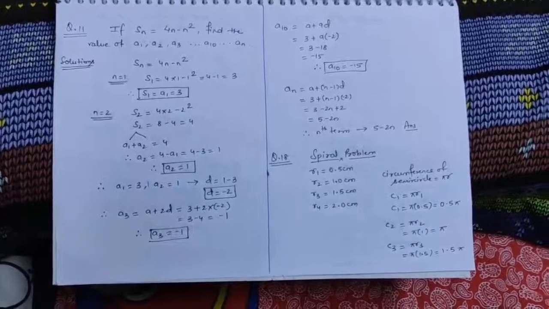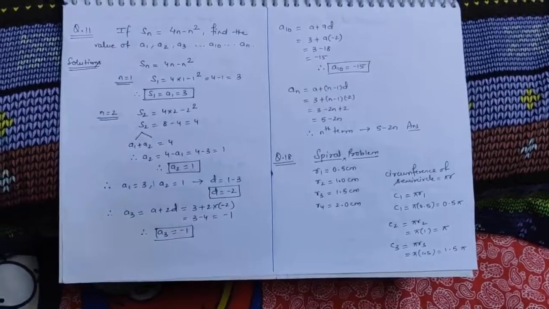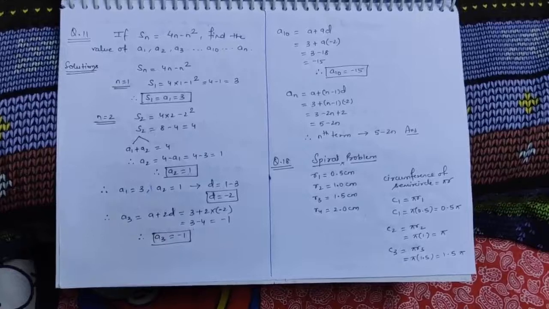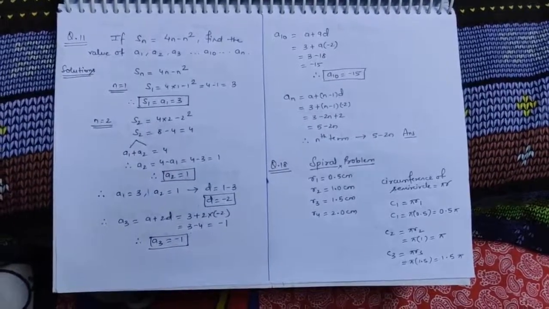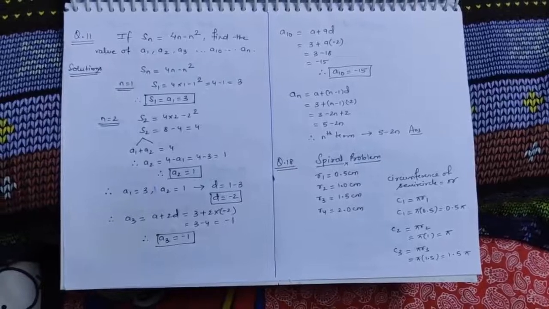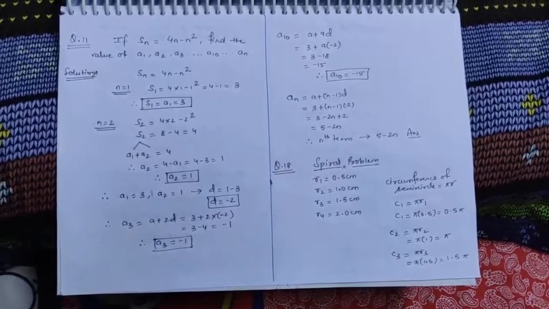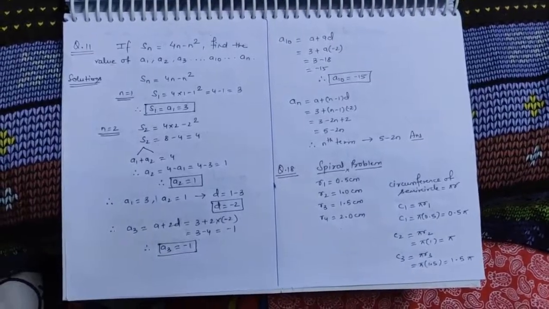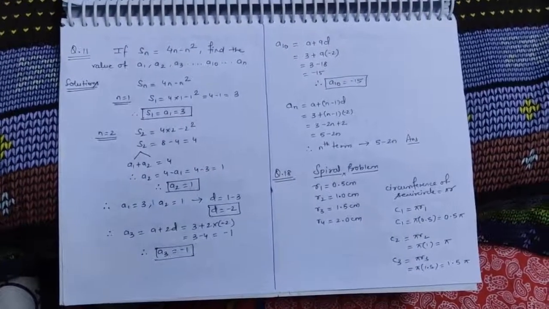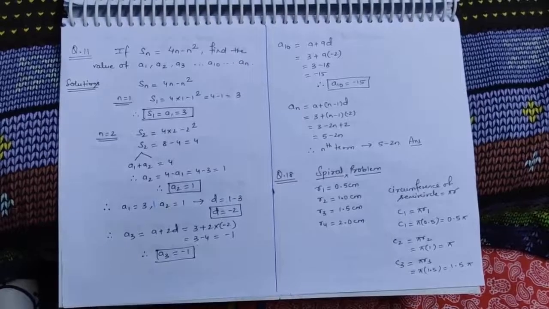We can calculate the value of the third term using the formula a plus 2d, which gives us a3 equal to minus 1. Then the 10th term using the formula a plus 9d, which gives us the value as minus 15. Then the nth term, a plus n minus 1 into d, substituting n as it is and the values of a and d, we get an is equal to 5 minus 2n.